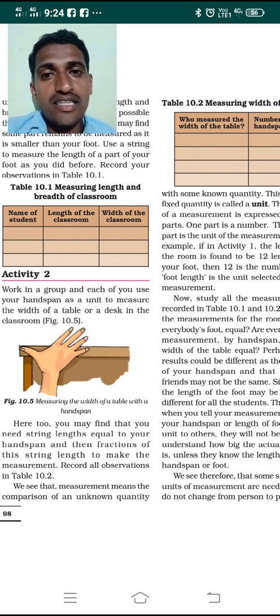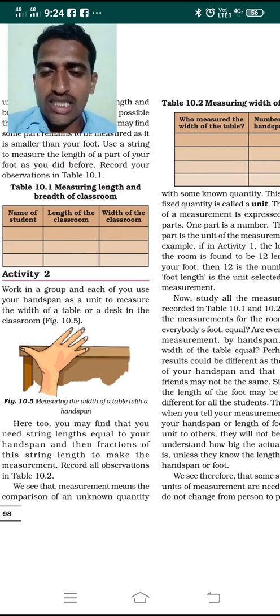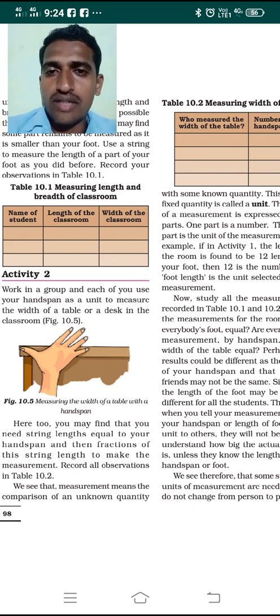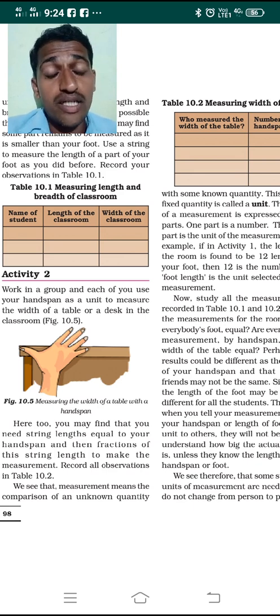So what is the length of your hand span? The same length, you have to take the string. So by using the string, go on measuring. So how much will it be, the length of the desk? So you see, because the hand span may not be comfortable.